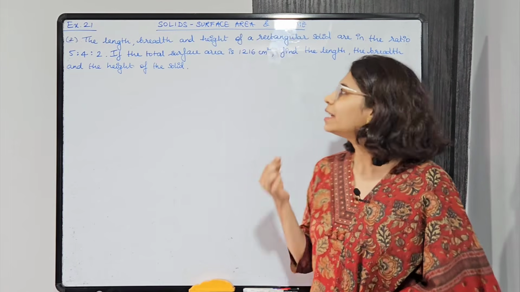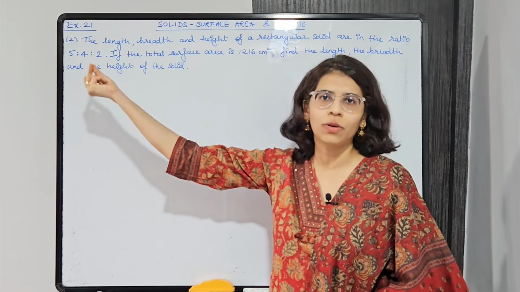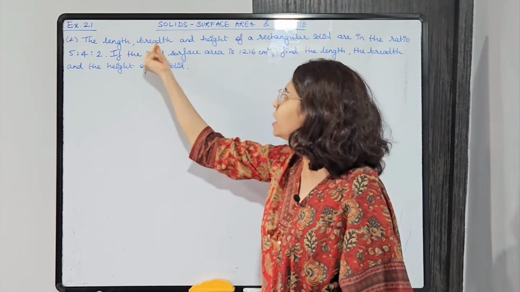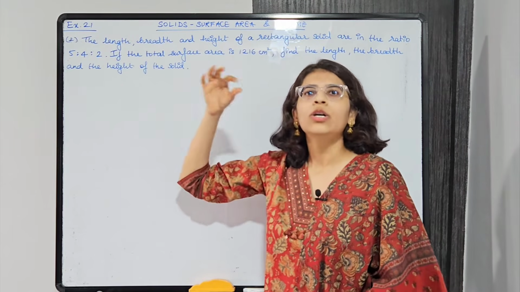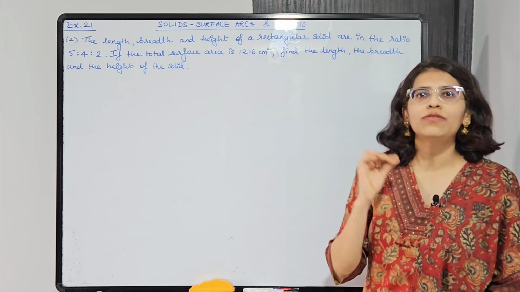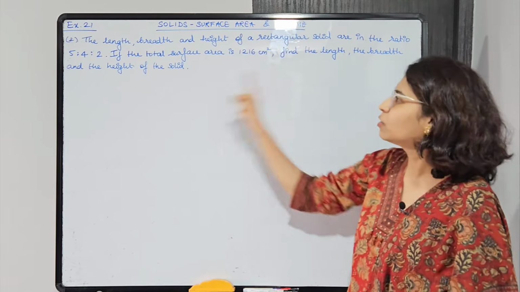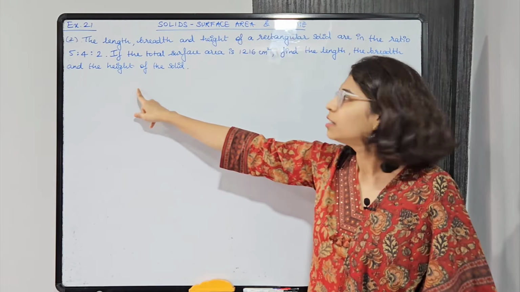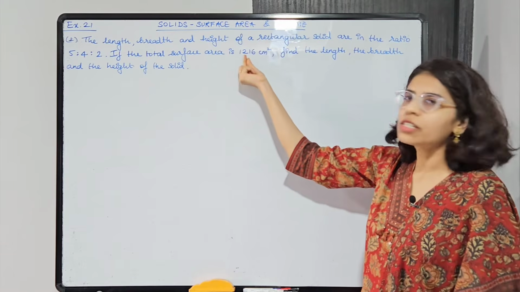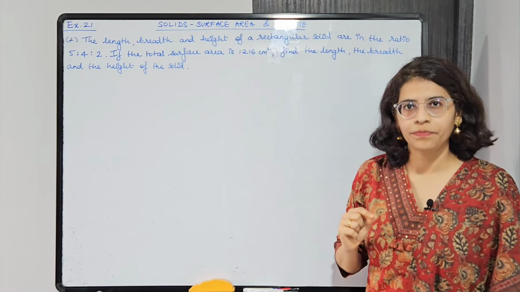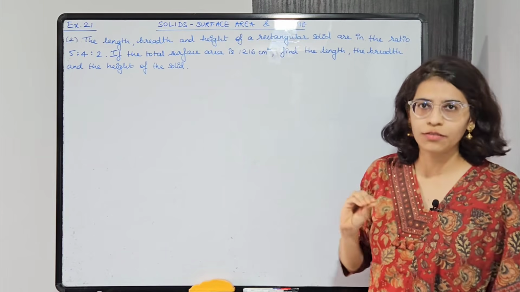और क्यूबॉइड का डायमेंशंस का रेशियो दिया हुआ है, that is the ratio of length, breadth and height is given to us. We need to find out the actual values of length, breadth and height. We are also given the total surface area of the cuboid. So first we'll write down the given information.